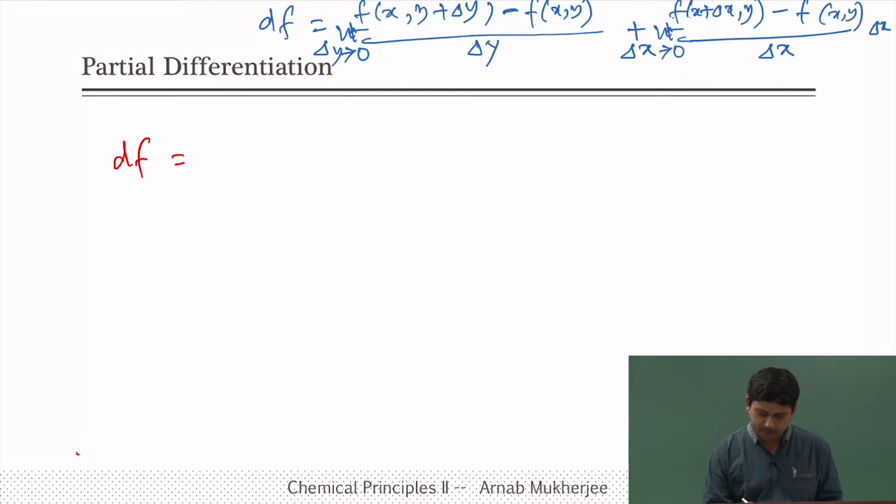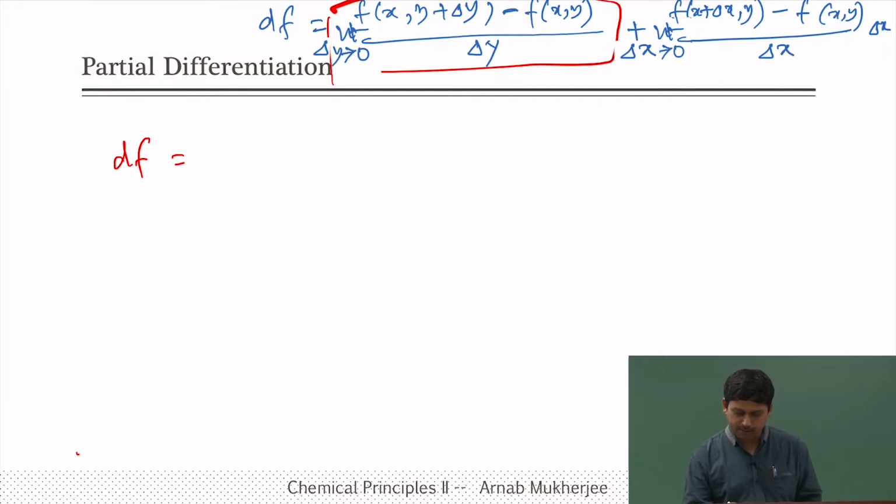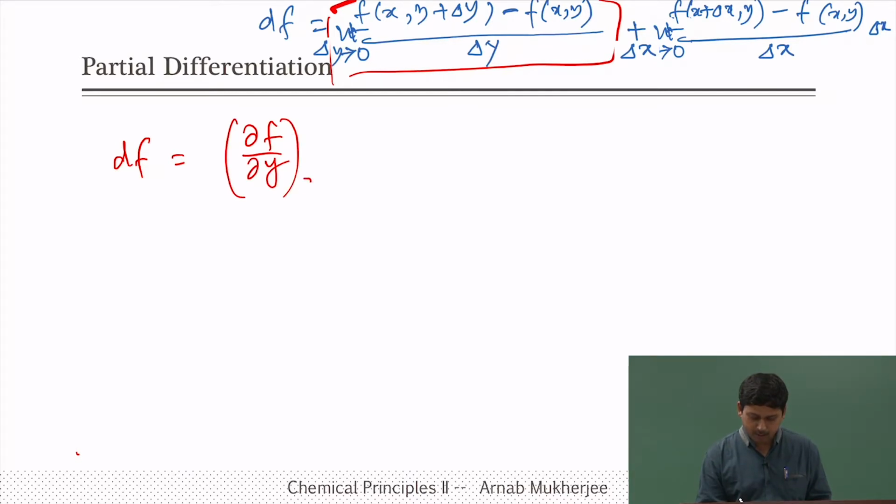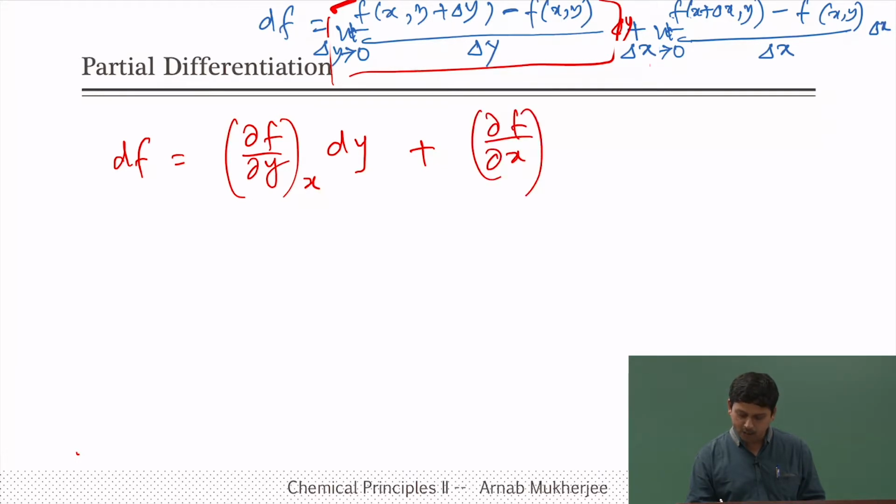So, df becomes, now this particular term that we have, from first principle, is nothing but del f by del y at a constant x, right. Agree? Oh, I forgot to write dy here, delta y, and delta y becomes dy because we are taking delta y to be very small, and the right hand side becomes del f by del x at a constant y, because see, the y value remains constant, dx. Is it clear?